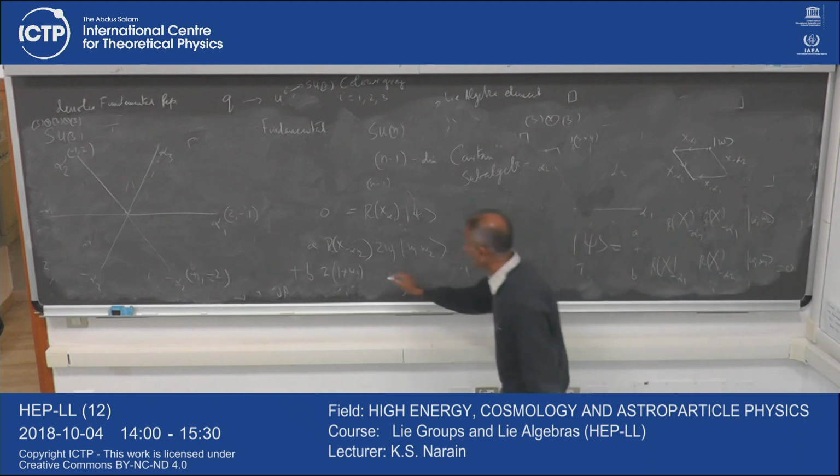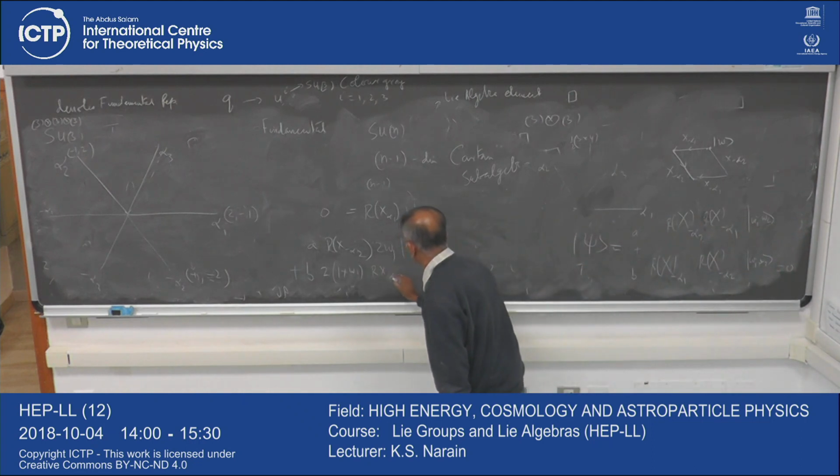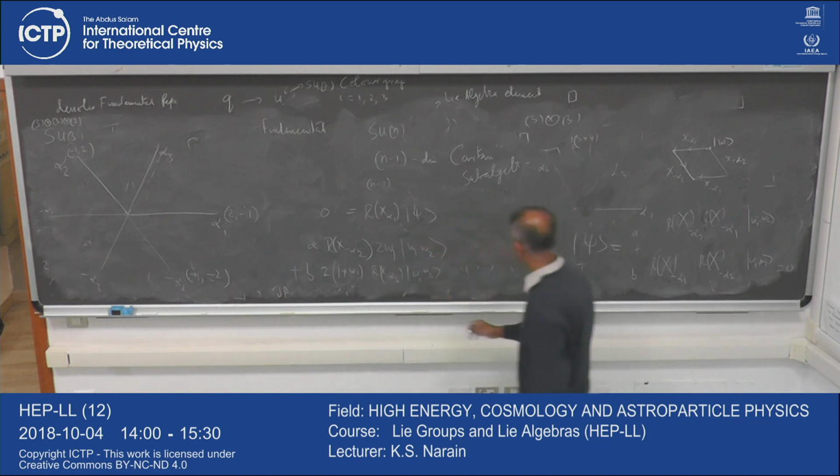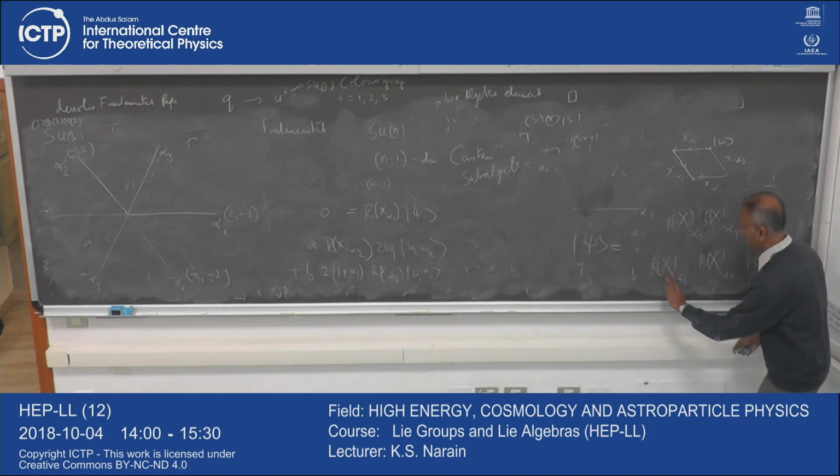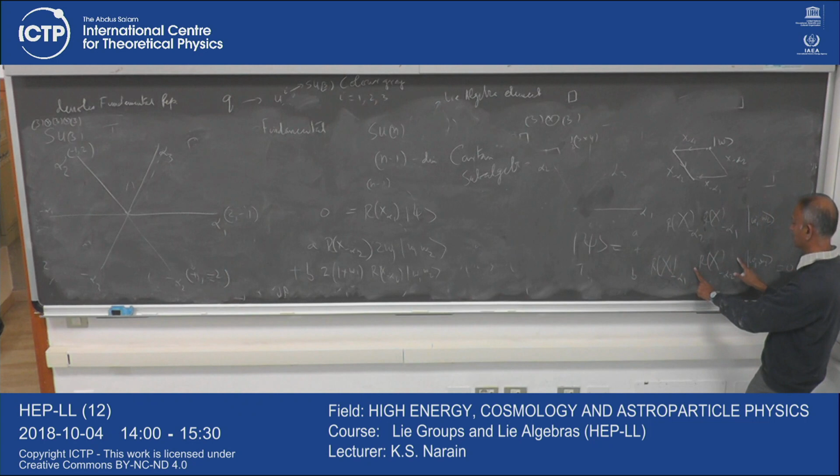Times, of course, Rx minus alpha 2, acting on the state W1, W2. Okay, so that is the commutator. But now, after the commutator, you have pushed this Rx alpha 1 here. But then this commutes, so you can push it all the way there, and it annihilates it because of the highest weight.